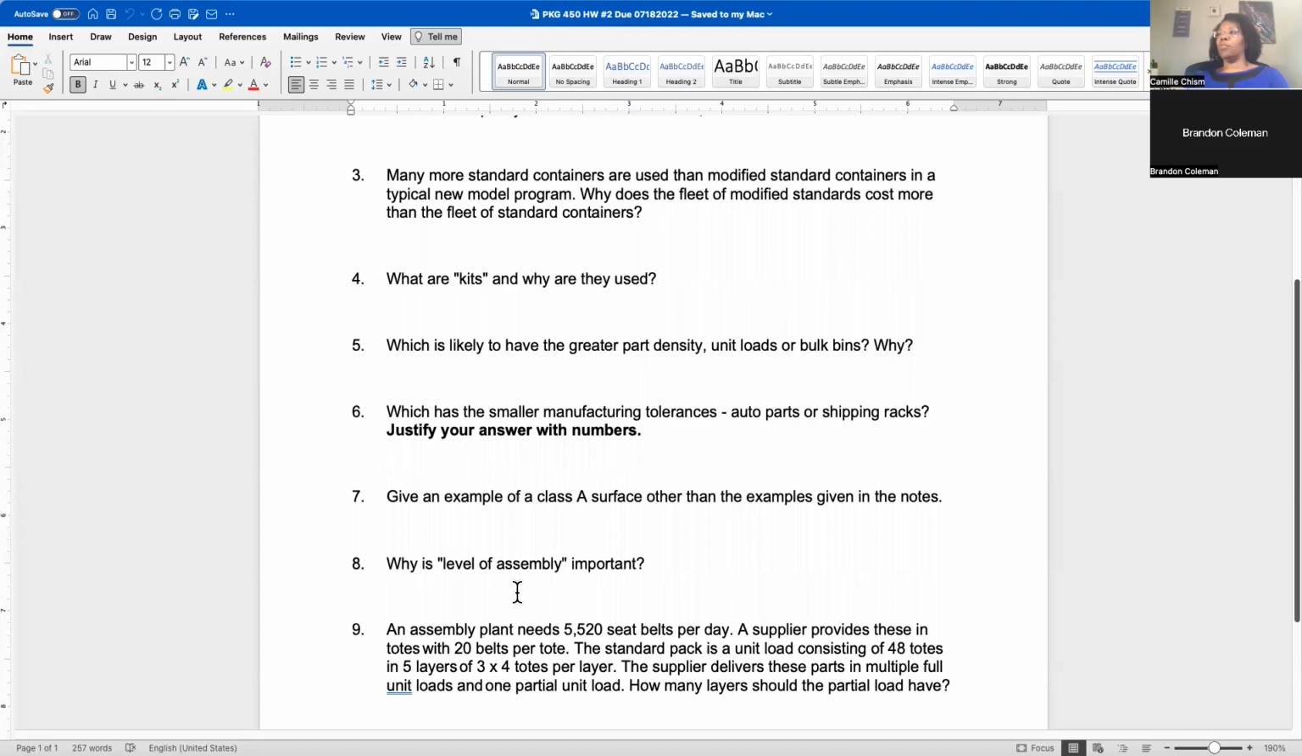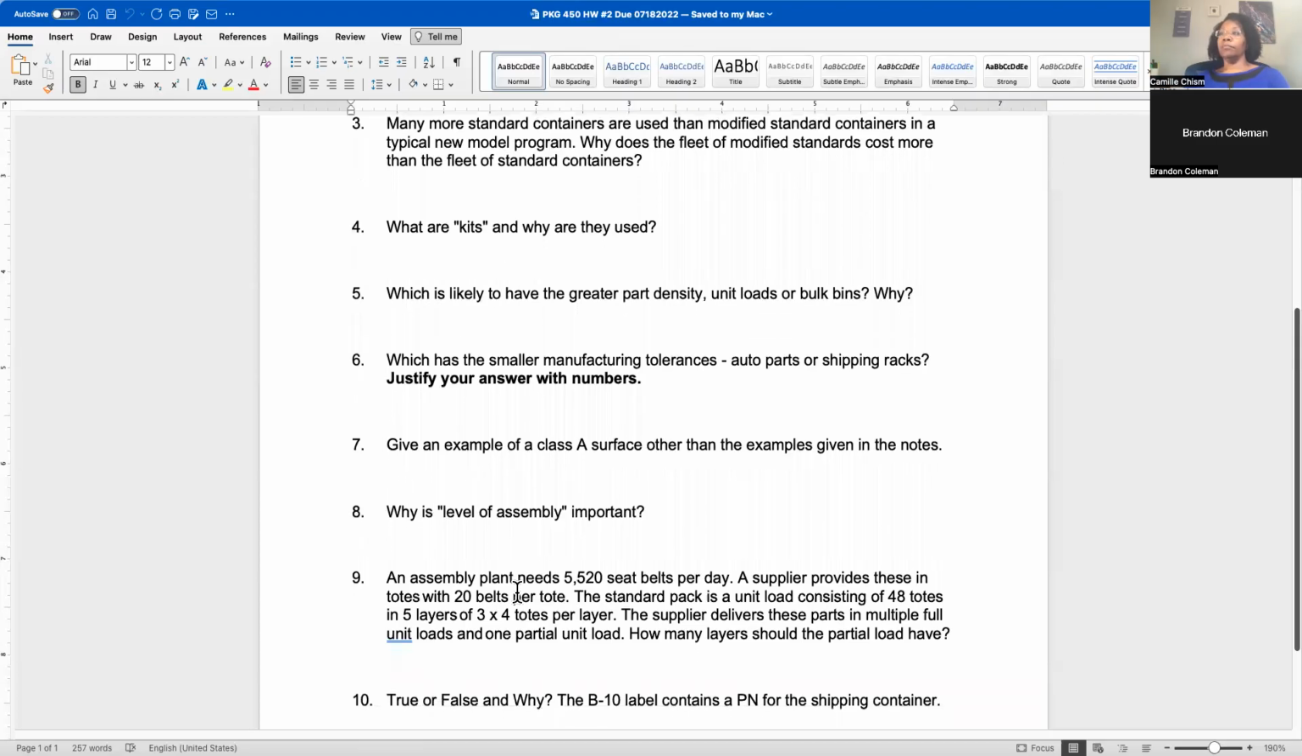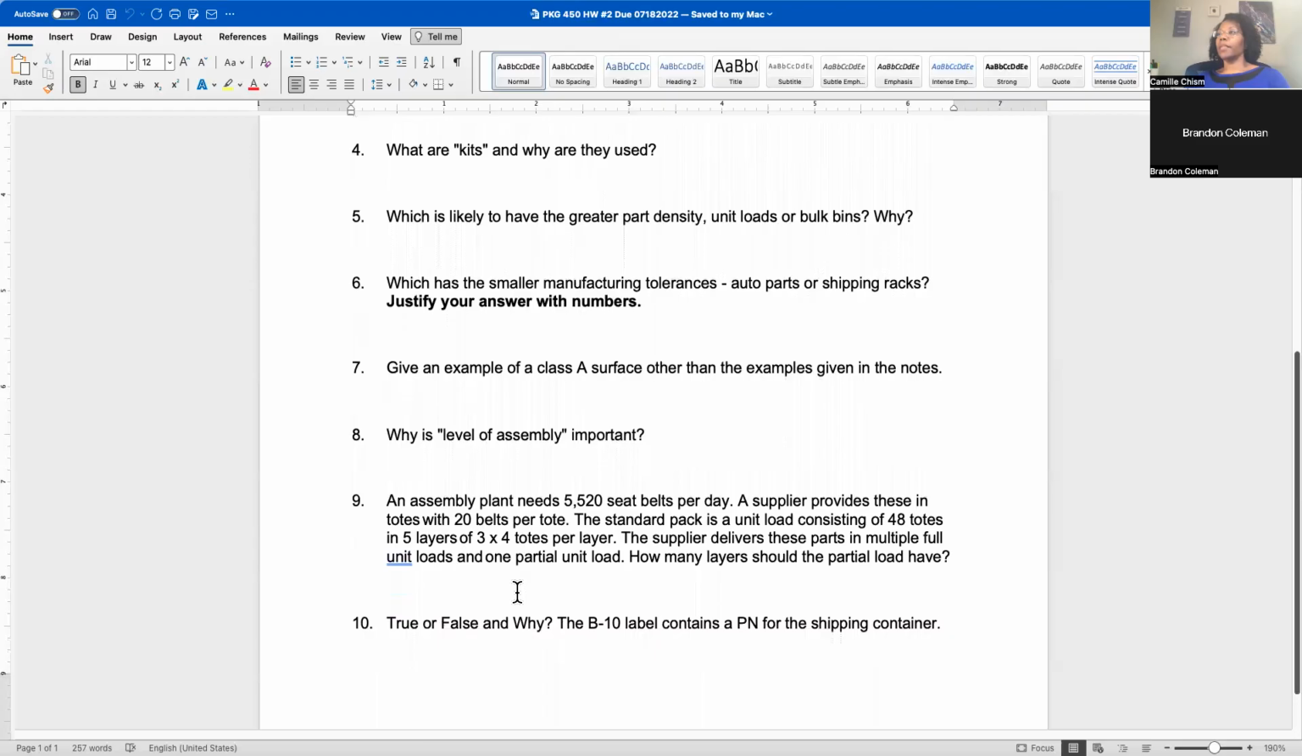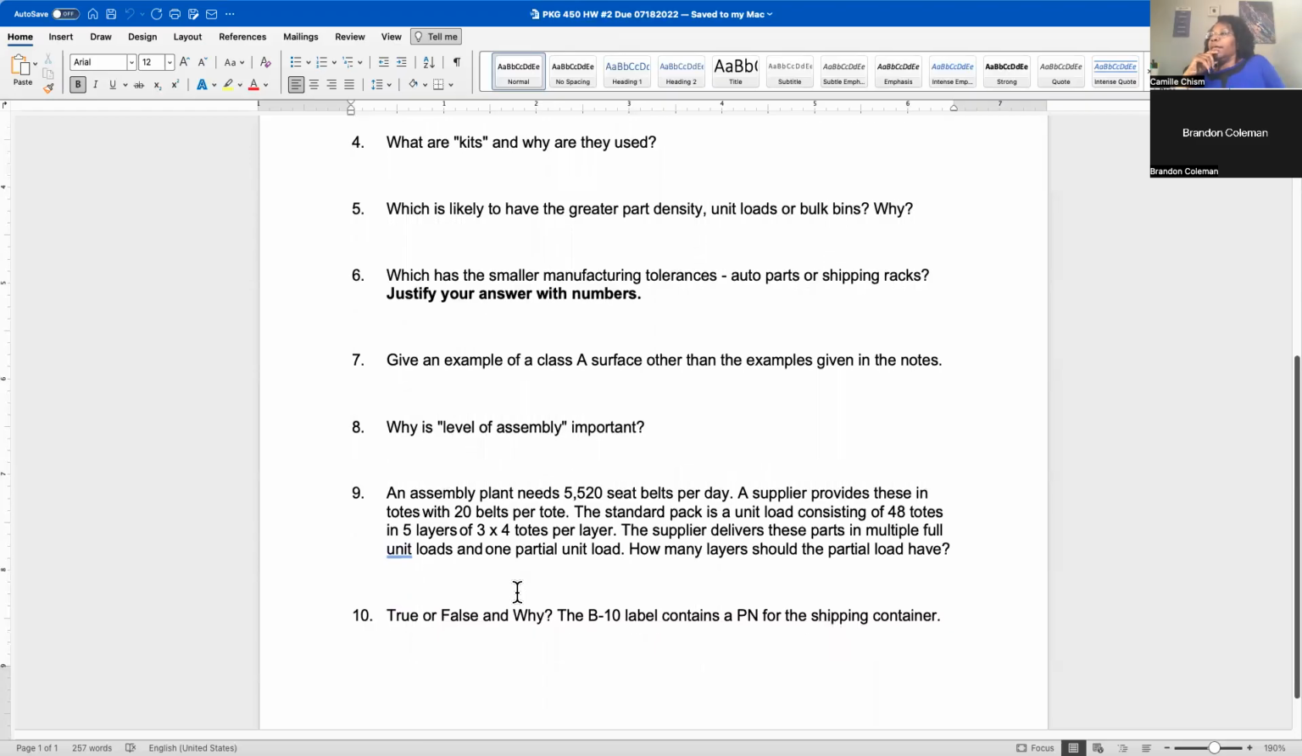And then number 8 is, why is the level of assembly important? And then number 9 is an assembly plant needs so many seatbelts produced per day, and they're putting 20 seatbelts in each tote. Now the standard pack is going to be the tote. You're going to have 48 of these totes on a pallet.